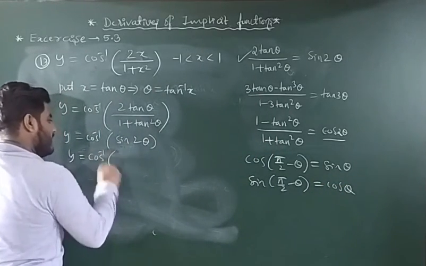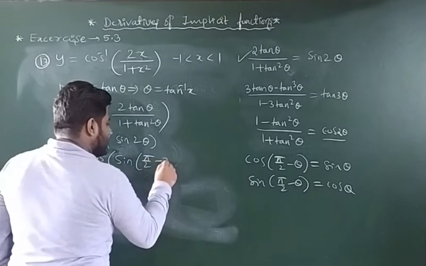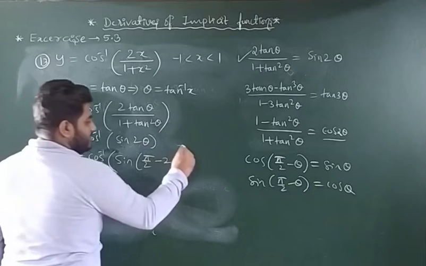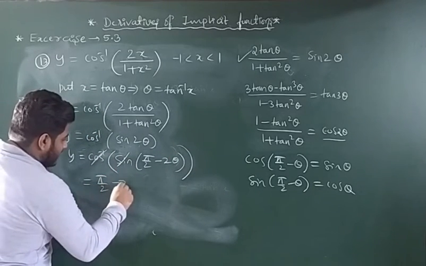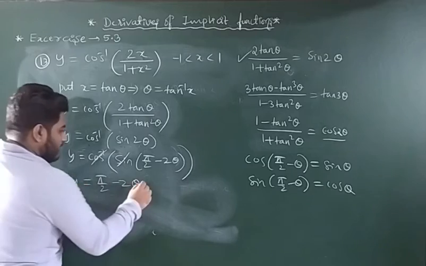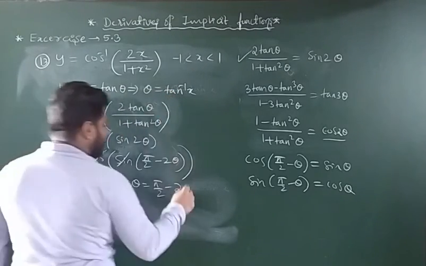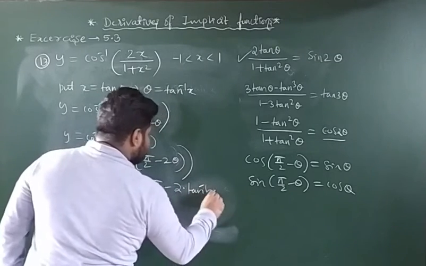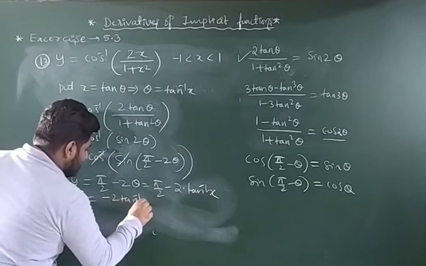Cos inverse of sin of pi by 2 minus 2 theta, because we are having 2 theta here. So cos inverse and cos get cancelled. Pi by 2 minus 2 theta we are having. Pi by 2 minus 2 into theta value, which is nothing but tan inverse x. So again we are having y equal to pi by 2 minus 2 tan inverse x.